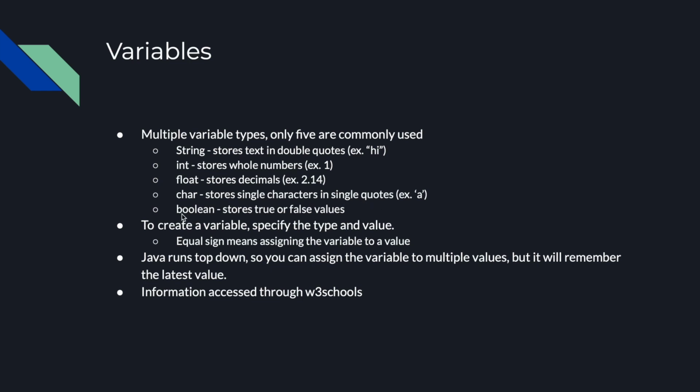And then lastly is a Boolean. So this stores true or false values, so those are the only two values they store. So now to create a variable, you have to specify the type and value. So we'll show this later on in an example. Now let's go to Visual Studio Code so we can show you how this works.